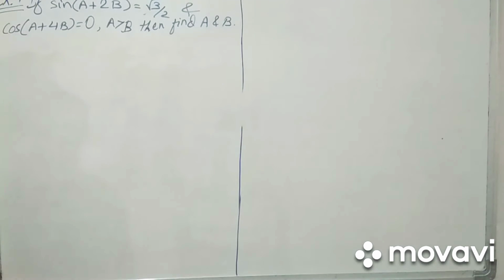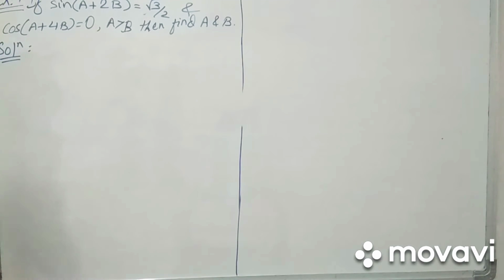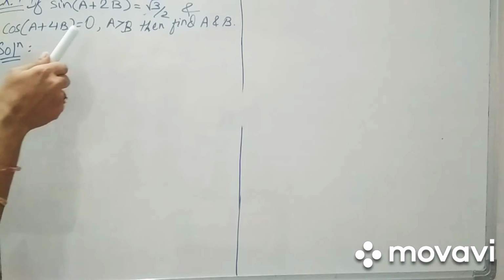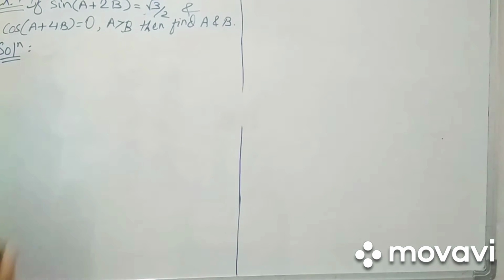Now to enrich the same method, we will do another example. How will we proceed? You can see the question, it's of the same type. Sin(a plus 2b) is equal to root 3 upon 2 is given, and cos(a plus 4b) is equal to 0 is given, where a is greater than b, and find a and b value.